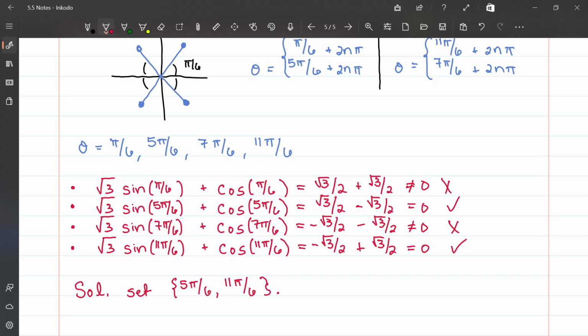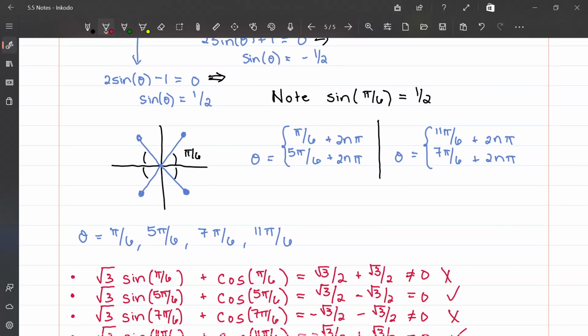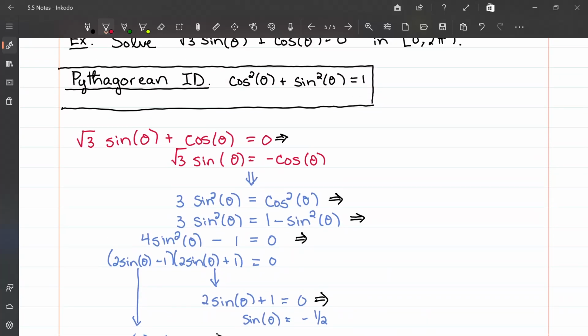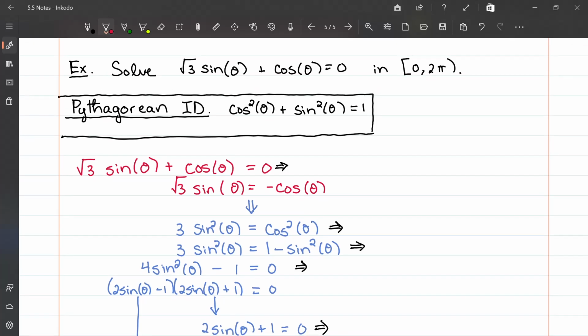Now you might be thinking to yourself, why the heck did that happen? What did we do that changed things? Well, the answer is back up here. Remember when we started out, we had an equation that looked like root 3 sine of theta equals negative cosine of theta? We squared both sides of the equation, and the negative sign that appeared on the right-hand side previously vanished. That negative sign was really important.